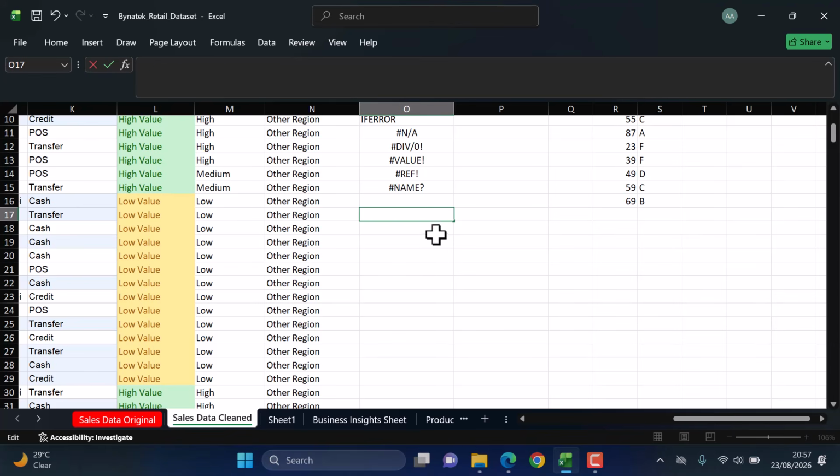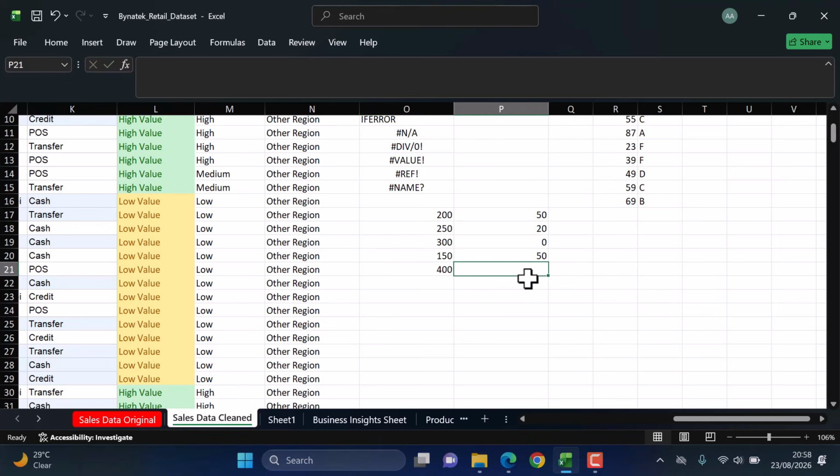Let's say here we have 100, 200 rather. Here we have 250. Here we have 300, 150, and so on and so forth. Here we have 50, 20, 0, 50. Let's say we have 400 here, and then we leave this one blank, and then we have 50 here again, and 450. So let's assume that for whatever reason you are trying to create a formula that will divide this column by this column and give you the answer here, right?